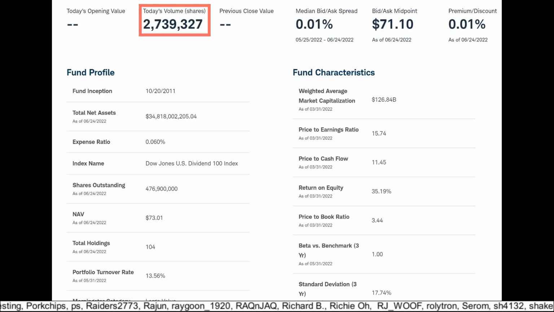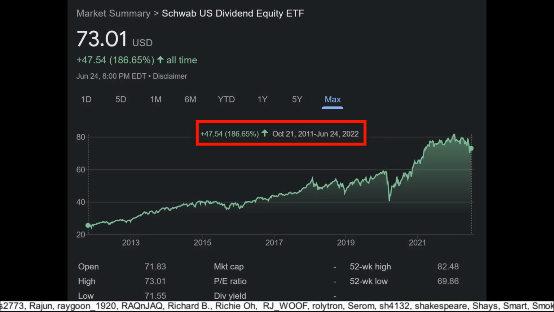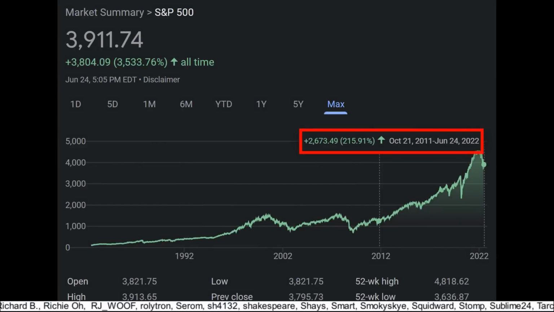Let's see how SCHD has done over the years. We see that since inception in 2011, it has gone up over 180%. That's decent, but it slightly trails the S&P 500, which had over 200% stock appreciation in the same time frame.